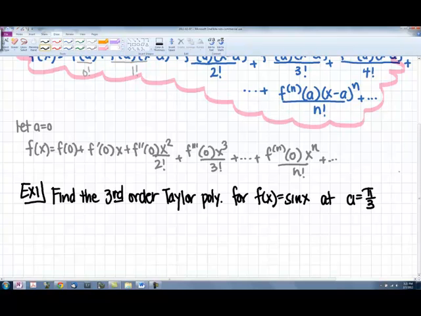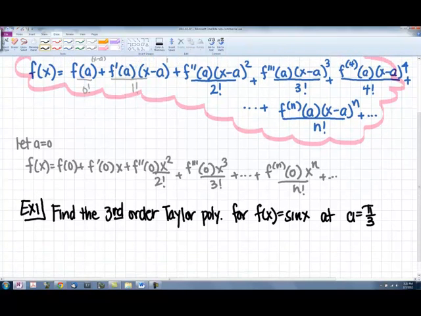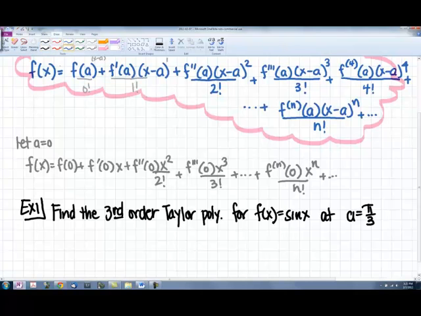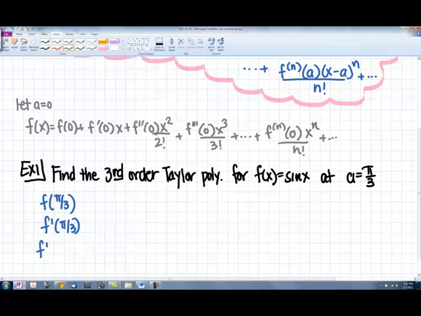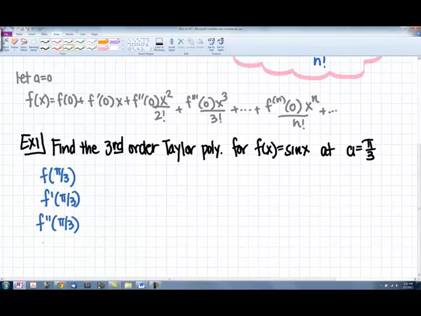So if you look at your formula up above, we're going to need f of pi over 3. We're going to need f prime of pi over 3. And we're going to continue to need f double prime and then f triple prime. How do we know where to stop? Well, when you have third order, that means you need up to the third derivative. So you keep that in mind. Trying to recall the notation that I would like for you to be able to do, to write it all nice and neat in one line.